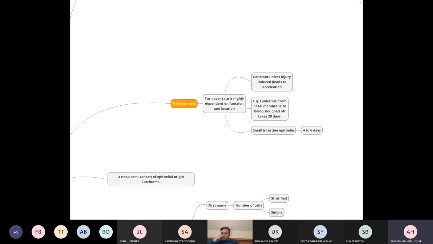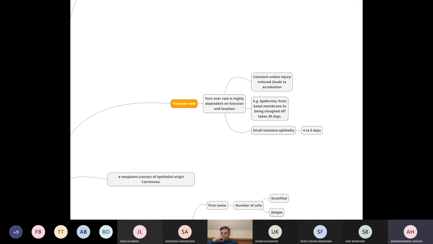Turnover rate. Turnover rate is dependent on the functional location of where the tissue is. For instance, the small intestine, I think, has the greatest turnover rate, which is 4 to 6 days. It's because a lot of things pass through the small intestine, so it has a high turnover rate. The epidermis also has a relatively high turnover rate, basically 28 days, but this is in normal skin.